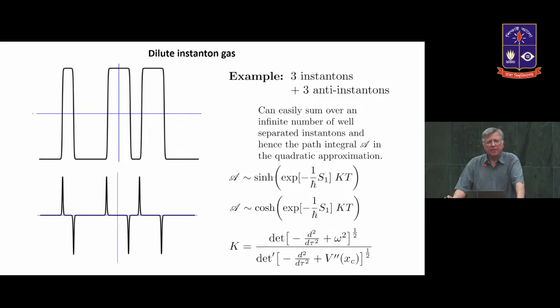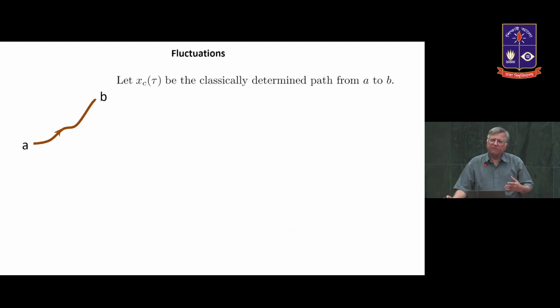Okay, so now I've told you the classical part, now let me tell you about the quantum part. Suppose that there is some classical path which has been determined by solving the equations of motion. Now, Feynman says that it is not just the classical path, but all possible fluctuations around the classical path that have to be taken to compute the amplitude.